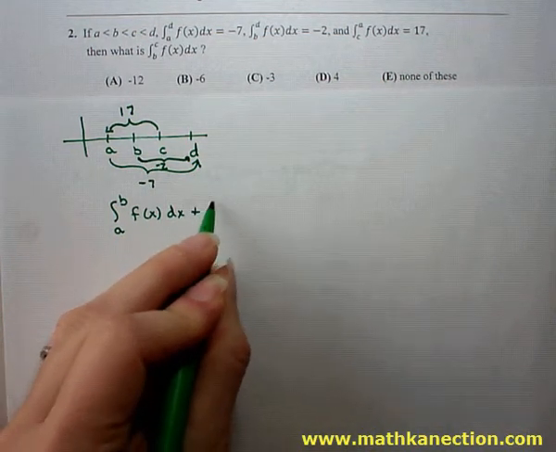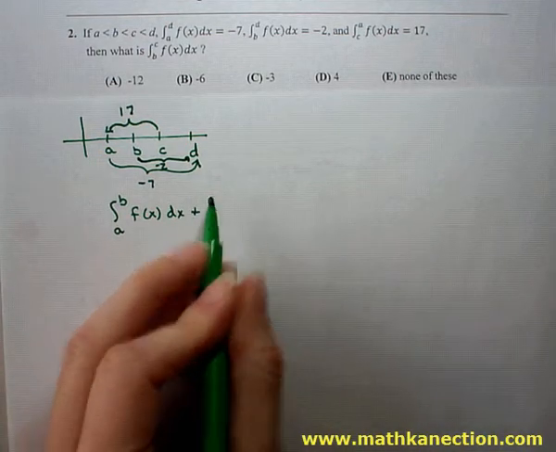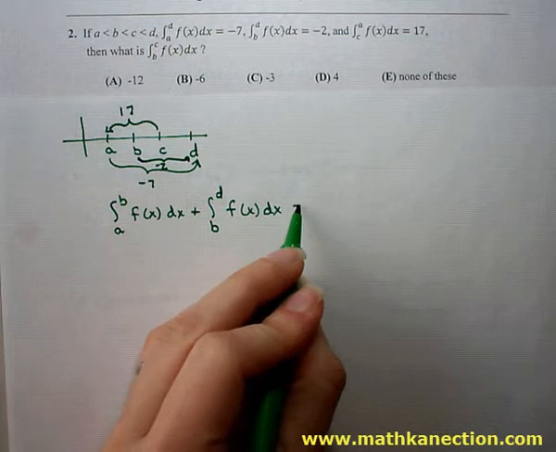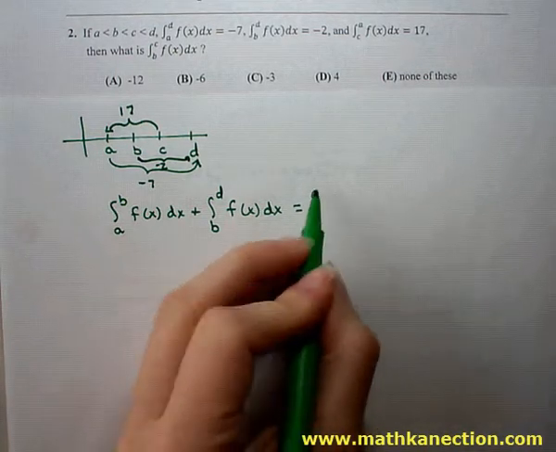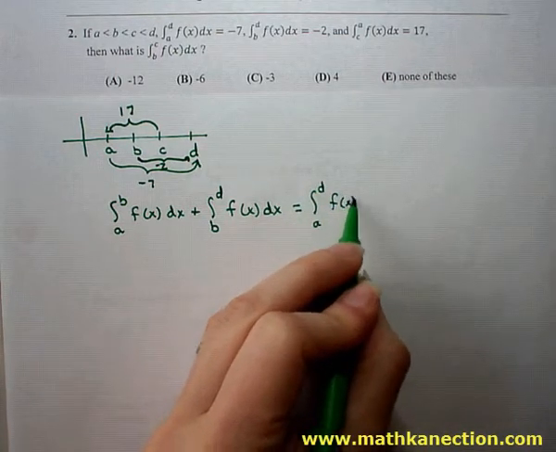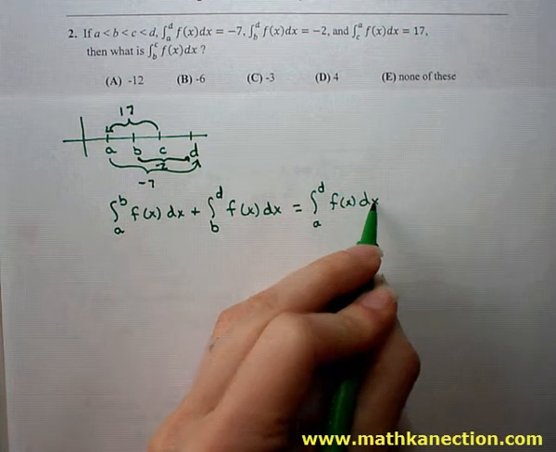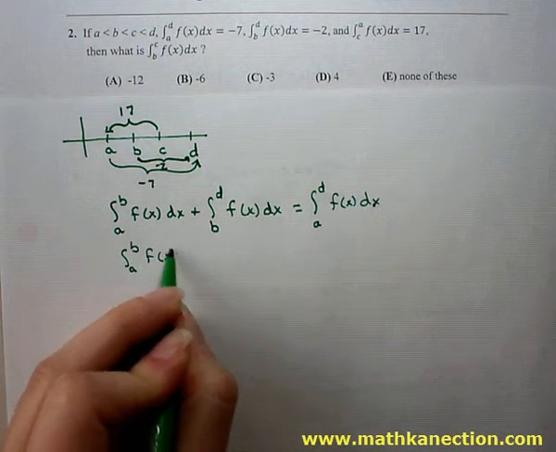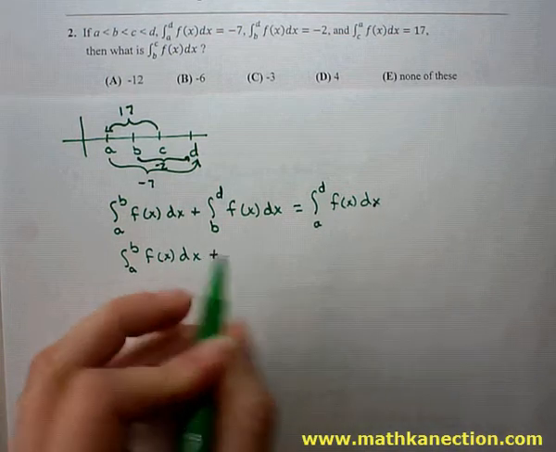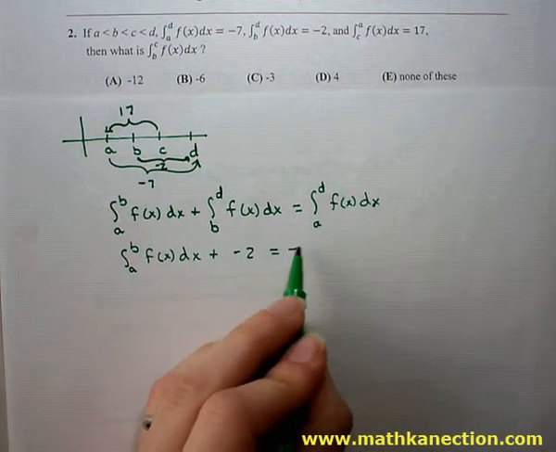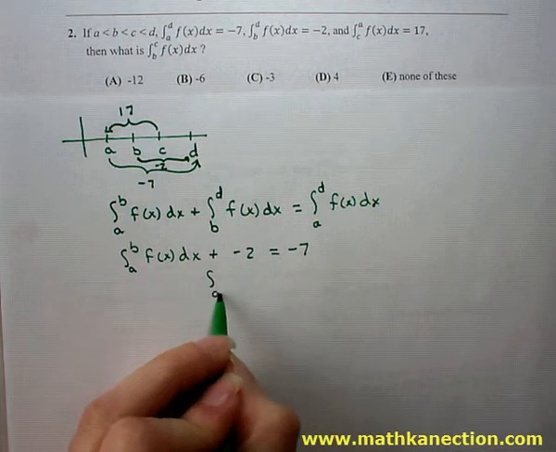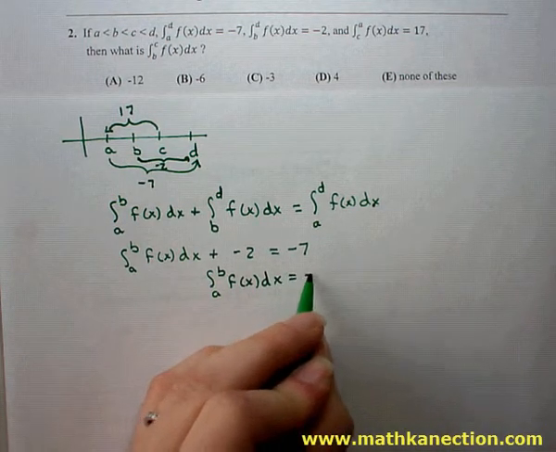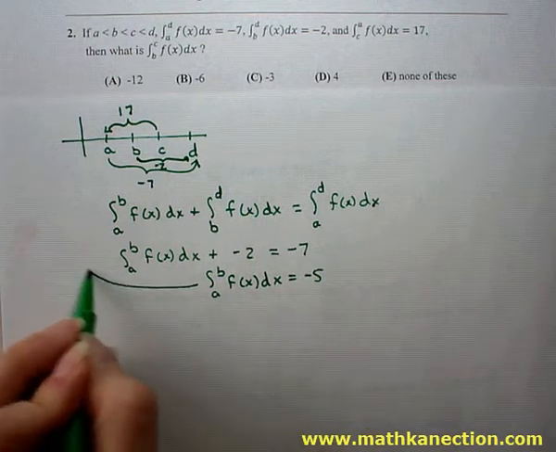So in order to get there, we have to take the integral from a to b of f of x dx plus the integral from b to d of f of x dx, which is equal to the integral from a to d of f of x dx. So the integral from a to b of f of x dx plus the integral from b to d, which was -2, is equal to the integral from a to d, which was -7. So the integral from a to b of f of x dx is equal to -5.